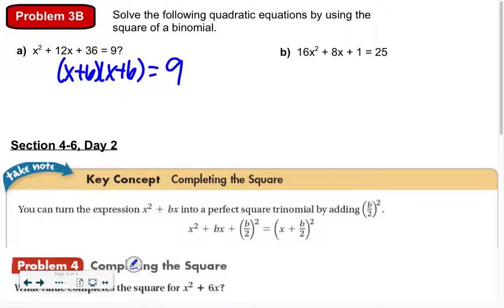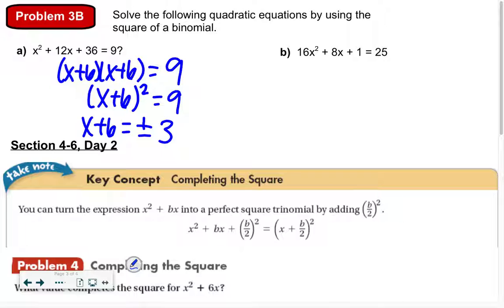What's the x plus 6? What can I do with that? Well, first, before I square root it, x plus 6 squared. That's what I meant. I meant squared. If you want to go straight to that step, that is fine with me. What do I do next? Square root. Plus or minus 3, so I got x plus 6 equals plus or minus 3.